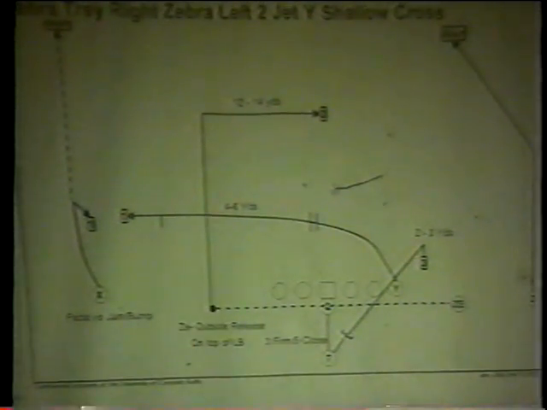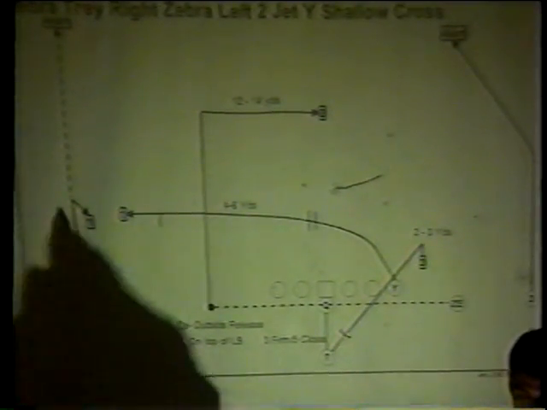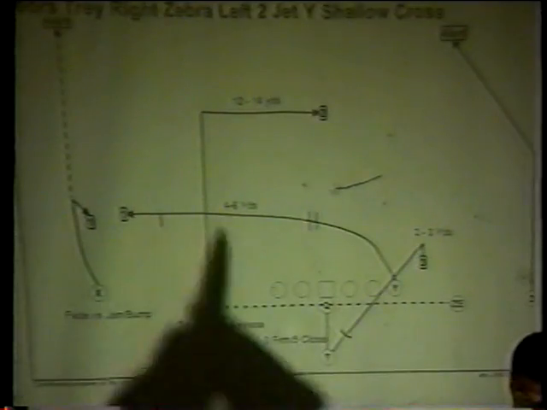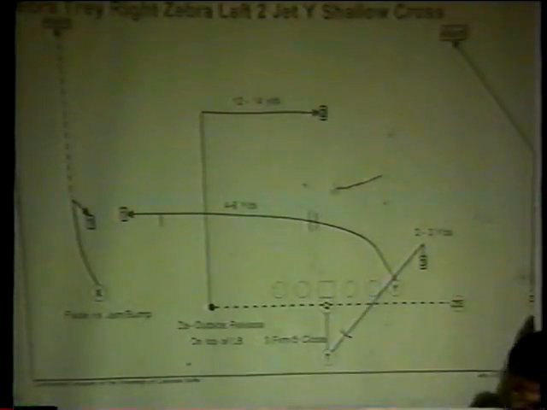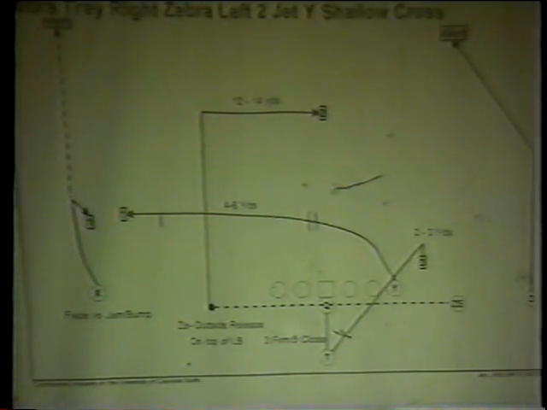I showed it again out of a little movement piece. This is tray right, zebra left, and we're doing the same thing. Number 1 to the boundary, the X is running a hitch, a fade hitch. If it gets jammed up or rolled up on, it turns into a go route. Tight end runs the shallow cross, zebra runs the basic, Z runs the post, and the tailback runs the check through. Okay, let me show you a couple of these.